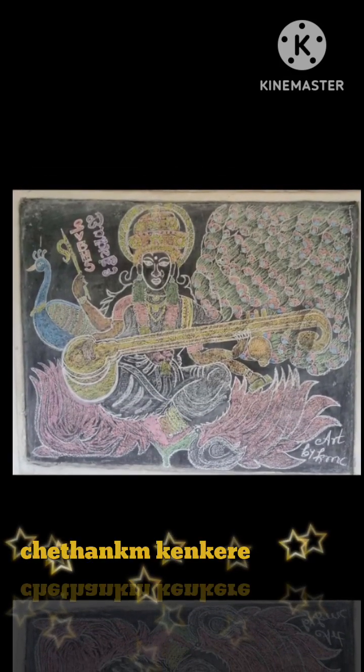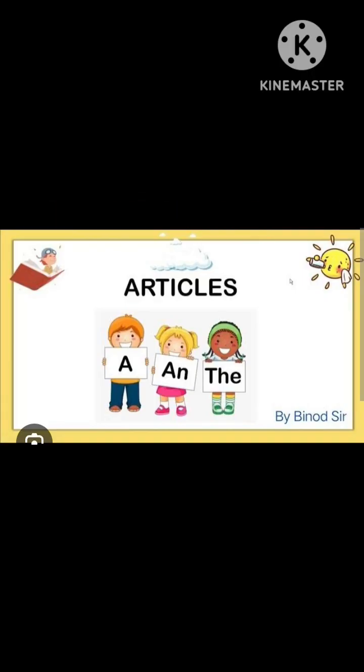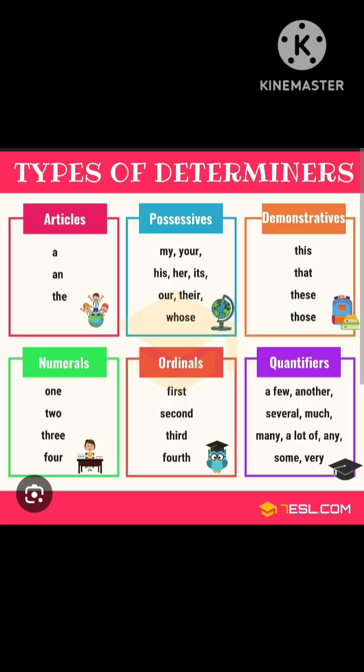Today in this video we are going to learn about articles, their types, examples and usage. Let's start. So what are articles? Articles are a type of determiner. So what is a determiner? In linguistics, a determiner is a type of word that expresses the relationship between a noun or noun phrase and other words in the sentence.